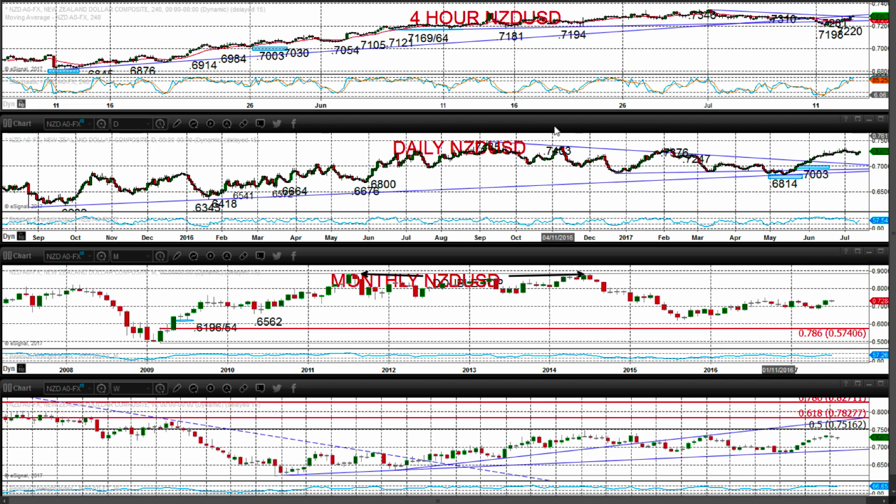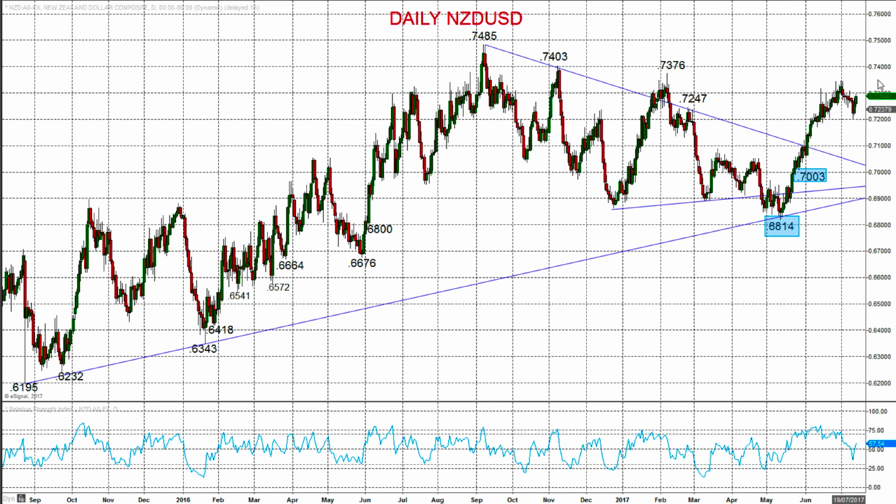And then again, bigger picture, if we go to the daily chart, the real threat is now to re-energize this whole rally that we've had from May through June into July, and for these higher targets up here, 73.76, 74.03, and maybe up here to this bigger cycle peak at 74.85.